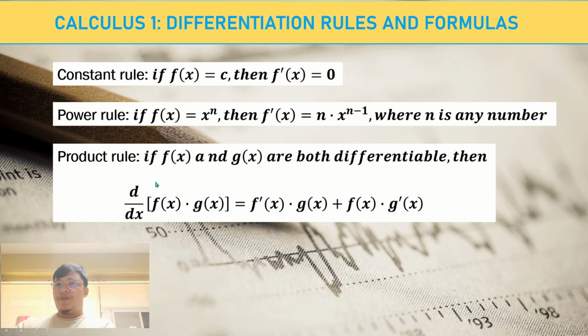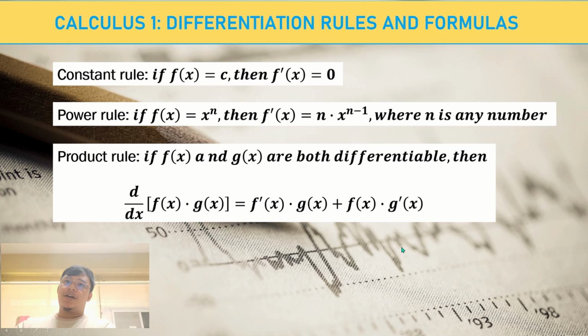And then, therefore, the derivative of the function f of x times g of x is equal to the first derivative of the function f of x times g of x plus f of x times the first derivative of the function g of x.